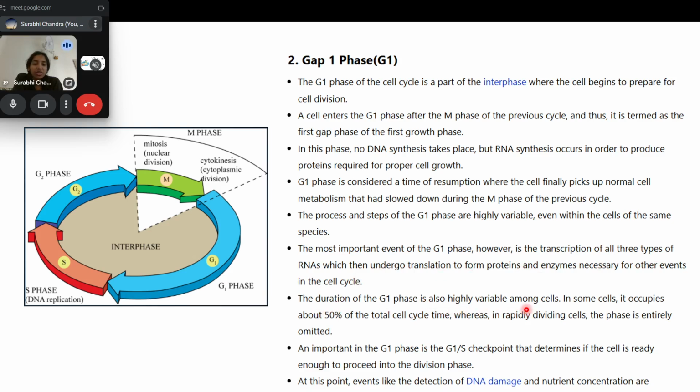The duration of the G1 phase is also highly variable. In some cells, it occupies 50% of the total cell cycle time, whereas in rapidly dividing cells, the phase is entirely omitted. And there are checkpoints at the junction of each phase, which act as a check to see if the cell is really ready and has all the resources to move on to the next part of the cell cycle.